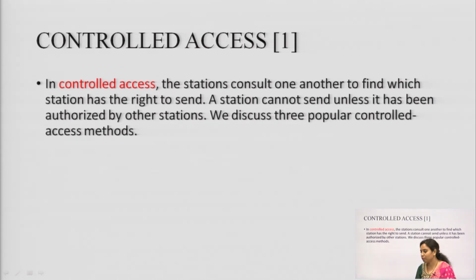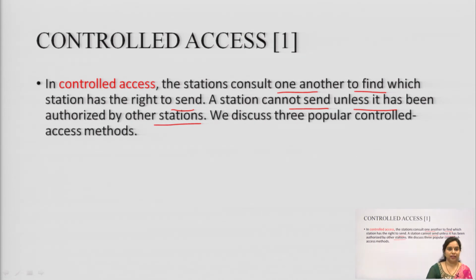In the controlled access protocol, the stations consult one another to find which station has the right to send. It will check whether the second station has data, whether the third station has data, and whichever station has the data will transmit the information. A station cannot send unless it has been authorized by other stations. Until it is authorized, it will not send the data.